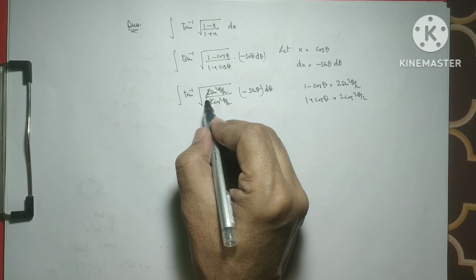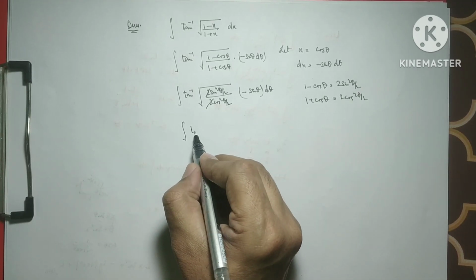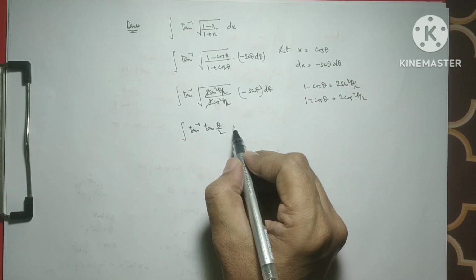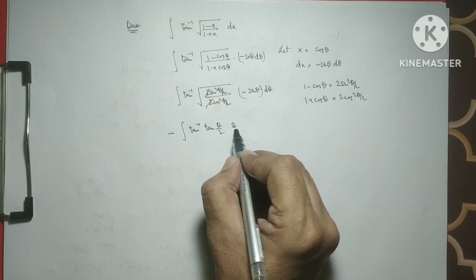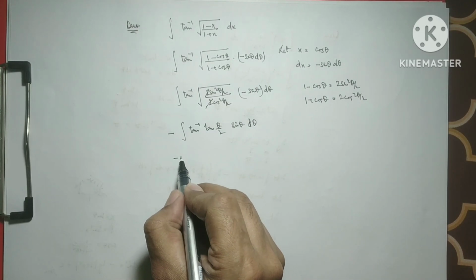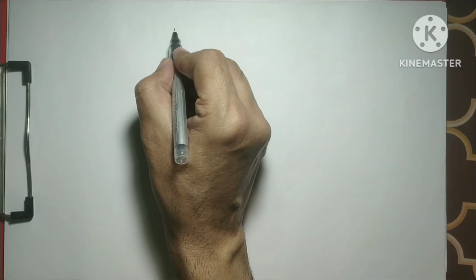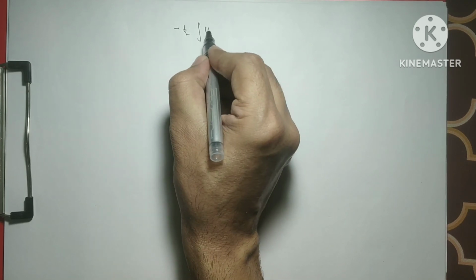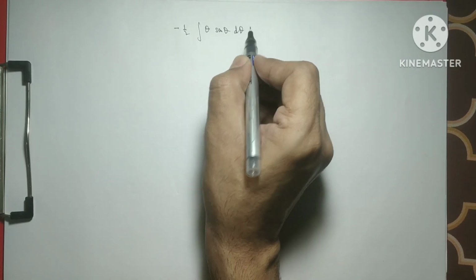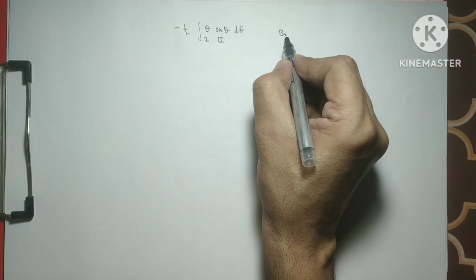Now this will be cancelled out, and sin square over cos square is tan square, so it comes out from under the root, this is tan theta by 2, and there is minus sin theta d theta, so this will be neutralized. So you have minus half theta sin theta d theta. So this is the first function and this one is the second function, and we will apply integration by parts.